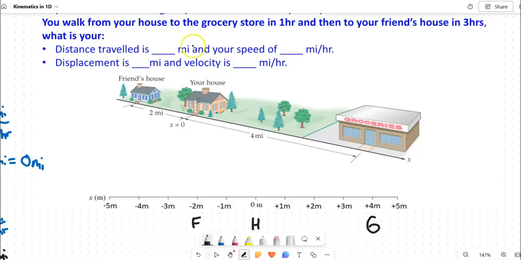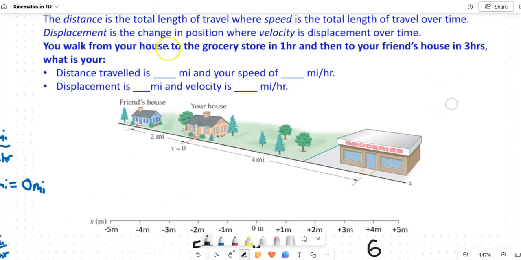In this problem, you're going to walk, actually, you're more like going to run from your house to the grocery store, pick up your friend's groceries that are waiting for him. You walk to the grocery store in 1 hour, and then from the grocery store to your friend's house over the period of 3 hours. The question is asking, what is your distance traveled? What is your speed? What is displacement? And what is your velocity?